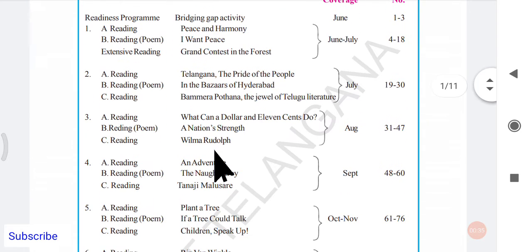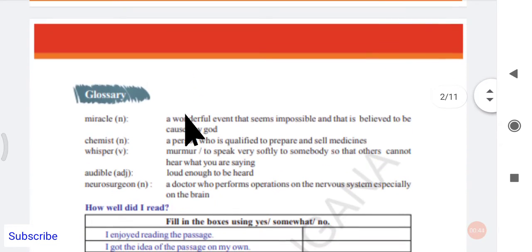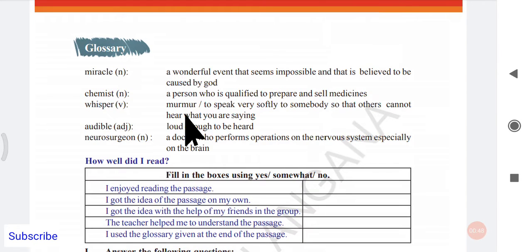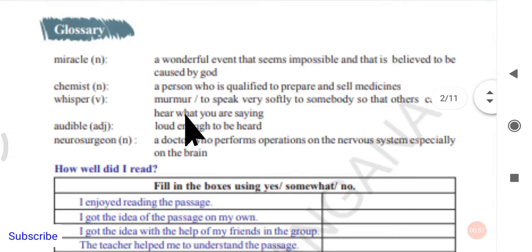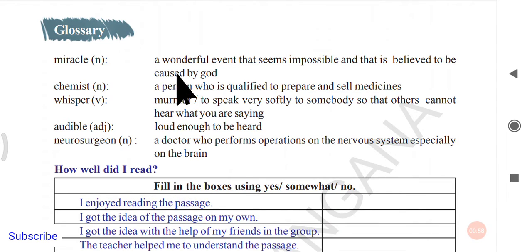And in today's video we shall go through unit 3, the third unit's grammar. Okay, so we shall quickly move to the next slide and we see the glossary. So look at the first glossary word. Let me zoom in a little bit for your comfort. So, miracle. That is a noun. A miracle is a wonderful event that seems impossible and that is believed to be caused by God.